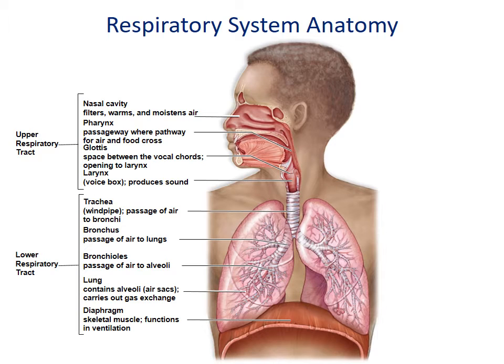So looking at the respiratory system anatomy, the respiratory system is divided into the upper respiratory tract and the lower respiratory tract. So when air enters, it enters through either the nasal cavity or the mouth, and those cavities help to warm and moisten air as it enters. It passes then through the pharynx, which is that shared passageway between the digestive system and the respiratory system. And then it's going to pass through the opening to the larynx, through the larynx or the voice box, and then it enters the lower respiratory system.